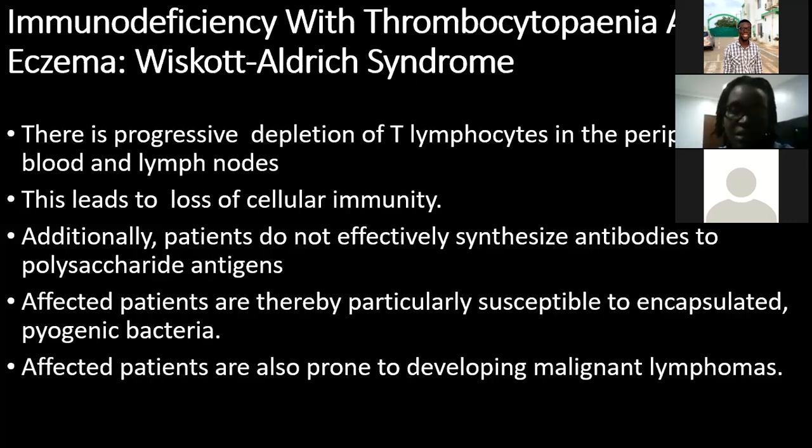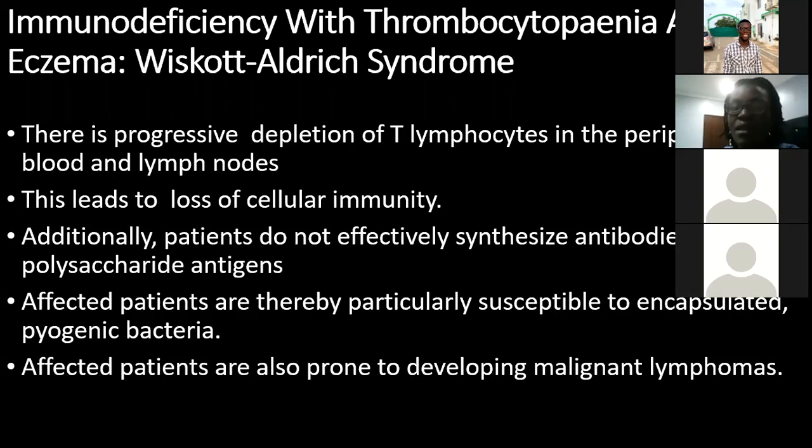So that's a practical demonstration of Wiskott-Aldrich syndrome. It's a triad of three things: eczema, recurrent infection, and thrombocytopenia. So just do a full blood count, platelets are low. This is a baby who is not growing, who keeps getting infection and has a very bad eczema.